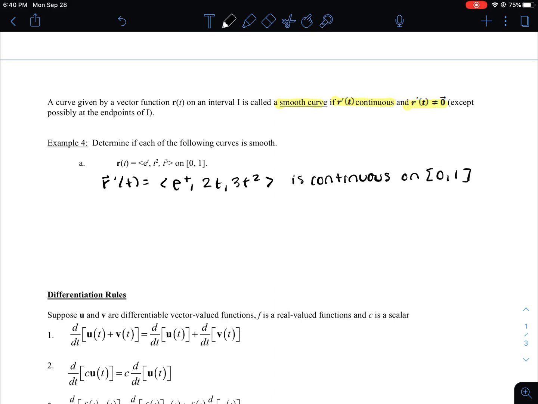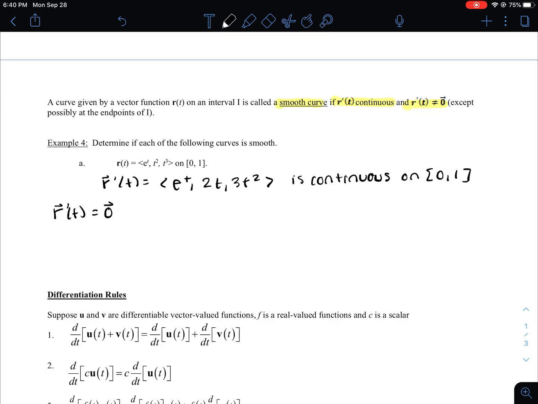Now, is it the 0 vector on 0 to 1? That means, does r prime of t equal the 0 vector for some t value on 0 to 1? We get pretty close, right?